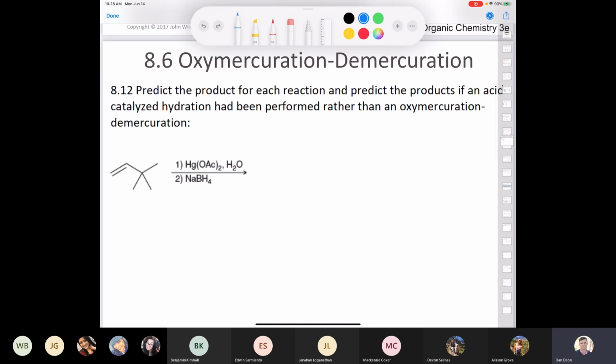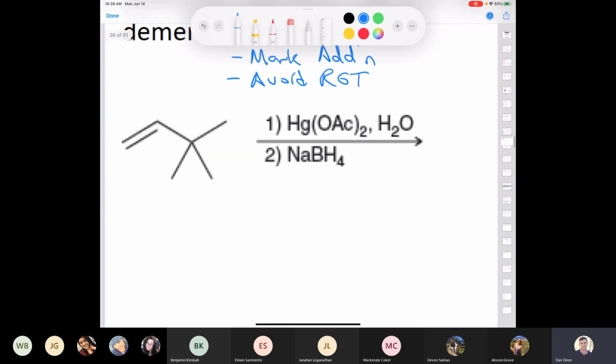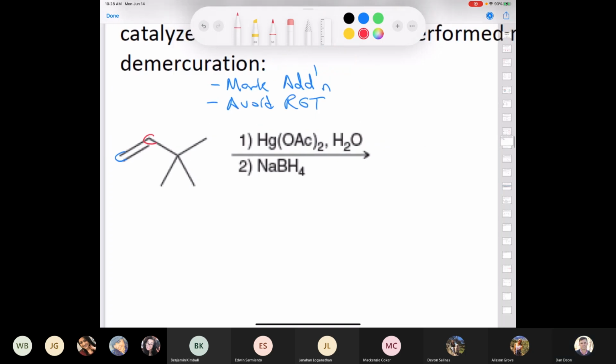Look, again, when we use oxymercuration-demercuration conditions, we're doing Markovnikov addition. However, we avoid any kind of rearrangement. So if we look at our alkene, we have the carbon in blue, we have the carbon in red. Can anybody tell me which one of these carbons would be the one that's going to take the hydrogen? Would it be the one in blue or the one in red? It is not a trick. Which one do you think it would be?